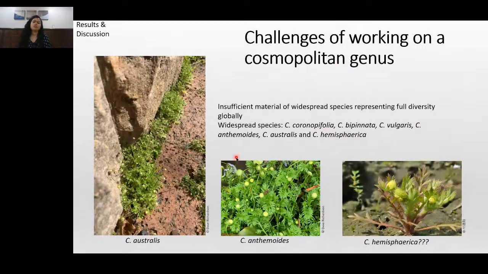Okay, so even with all the challenges that I faced making all the sectional changes, there were additional challenges working with such a large group. One of the other challenges was the insufficient material acquired of the widespread species to represent the full diversity globally. And there are about six of these widespread cochlear species. I'll just be concentrating on three of them, Cochlear australis, Cochlear anthemoides, and Cochlear hemispherica.